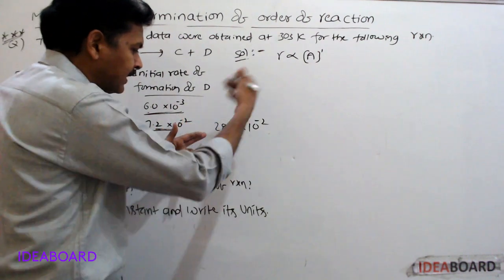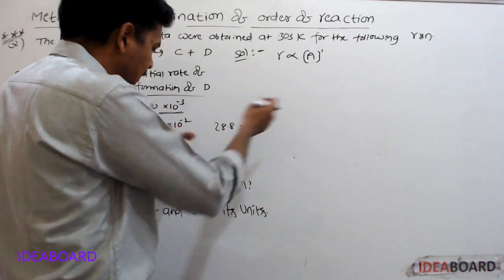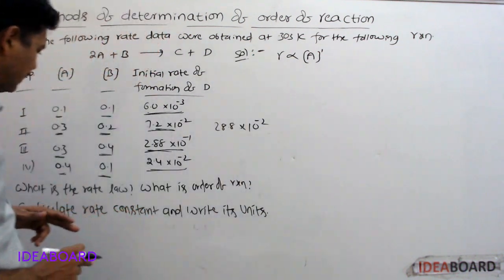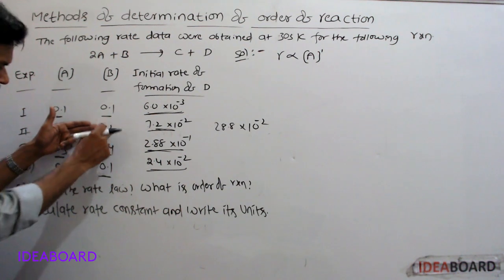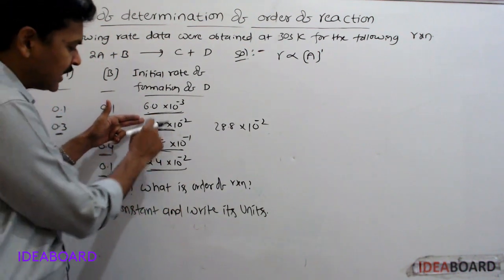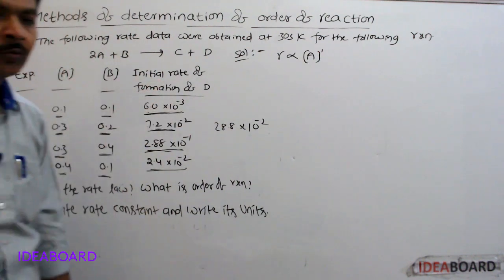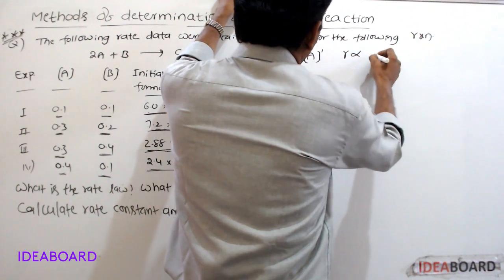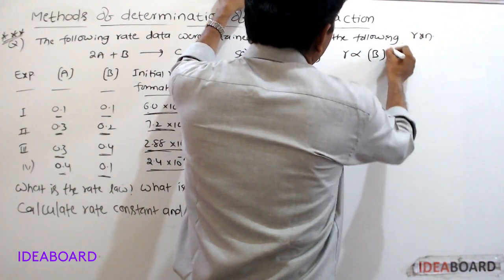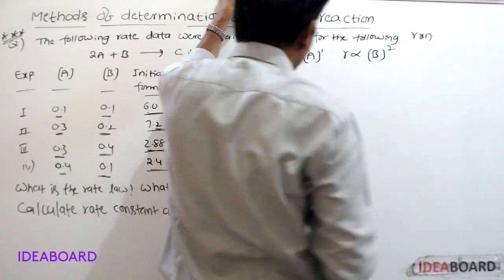7.2 into 10 power minus 2 becomes 28.8 into 10 power minus 2. 7.2 becomes 28.8 because 10 power minus 2 is common. That means 4 times increase. If B concentration is doubled, rate of reaction increases by 4 times. That means order with respect to B is 2. So rate is directly proportional to B concentration square.